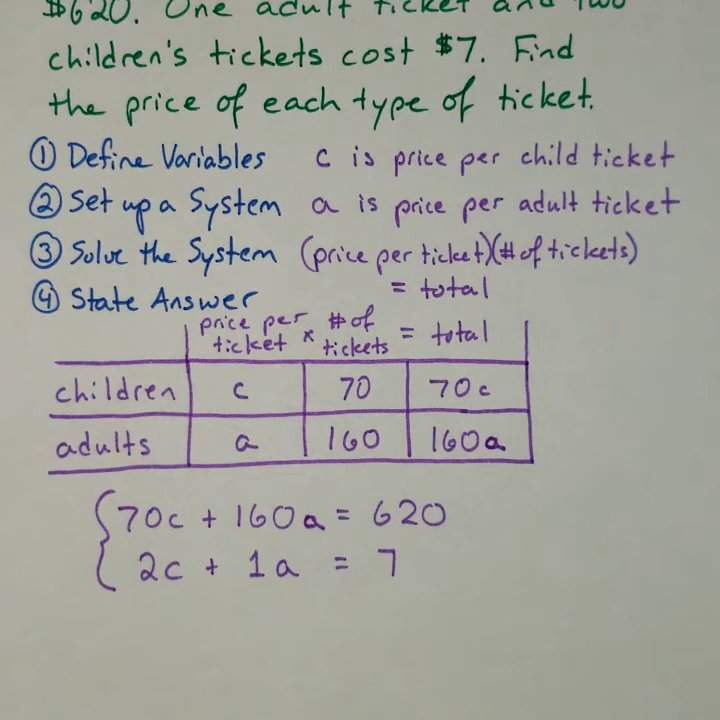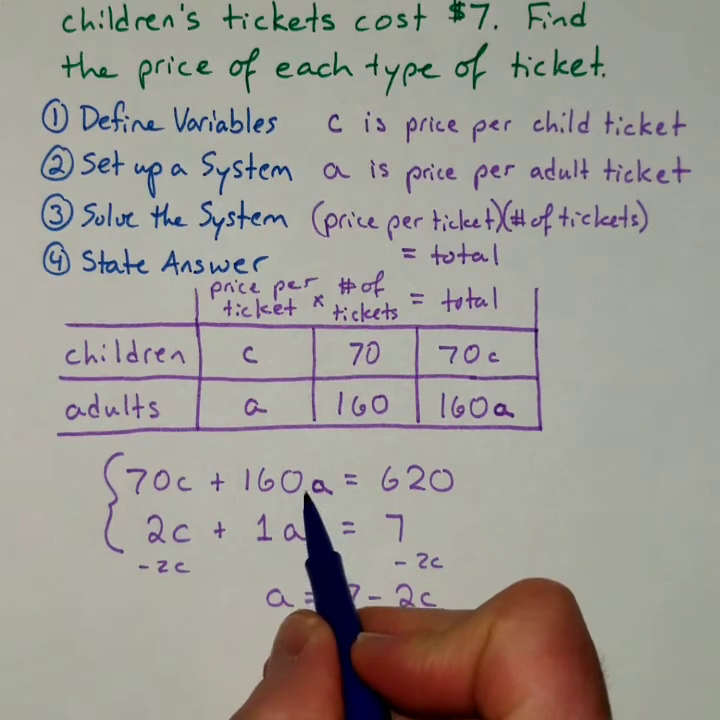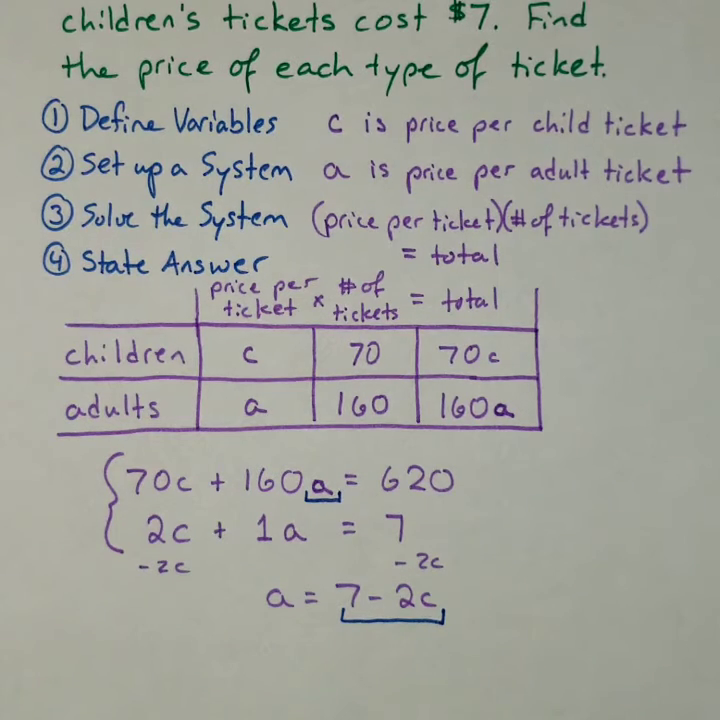Again, I could use substitution or addition. I'm going to choose substitution for most of these. Usually there's going to be a variable with a 1 as the coefficient. That's the easy one to solve for. So I'm going to solve this one for A. I'm going to subtract the 2C from both sides. I get A equals 7 minus 2C. Again, those are unlike terms, so I cannot combine them. Now I'm going to take this new expression and substitute it in for the A in the first equation.